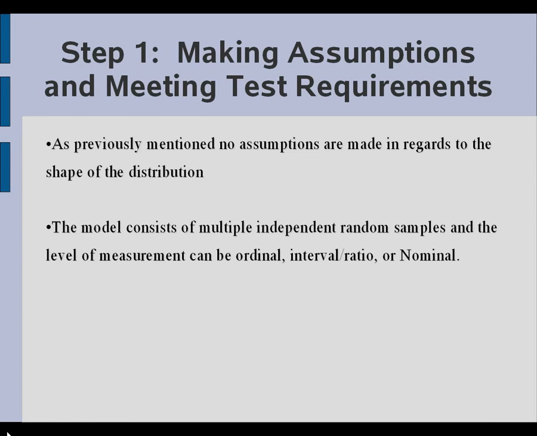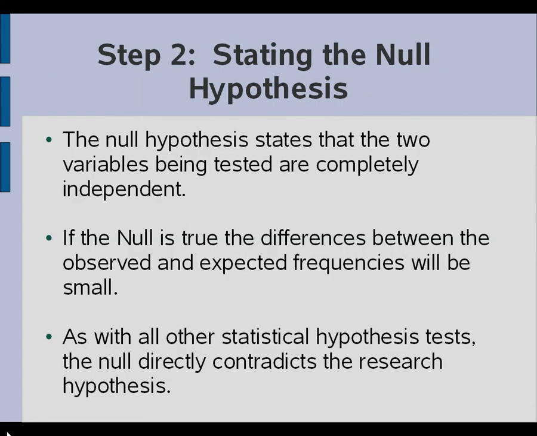Step 1. Making assumptions and meeting test requirements. As previously mentioned, no assumptions are made in regards to the shape of the distribution. The model consists of multiple independent random samples, and the level of measurement can be ordinal, interval ratio, or nominal.